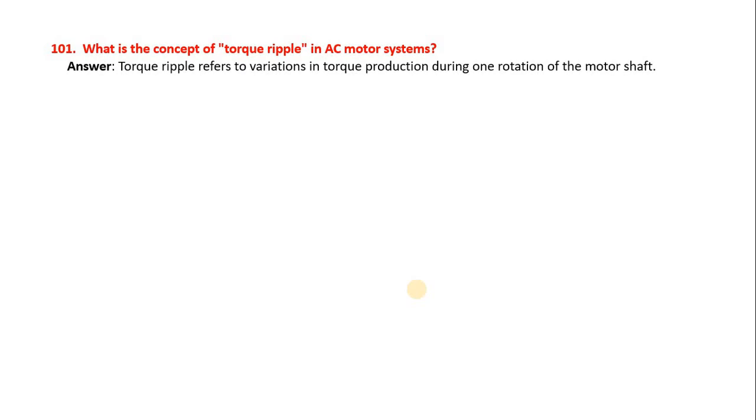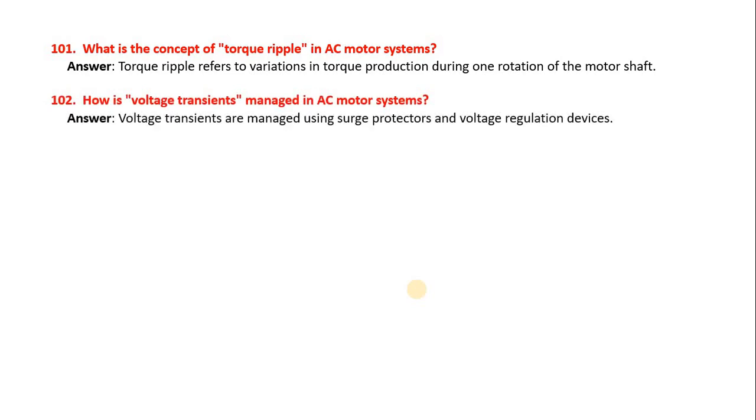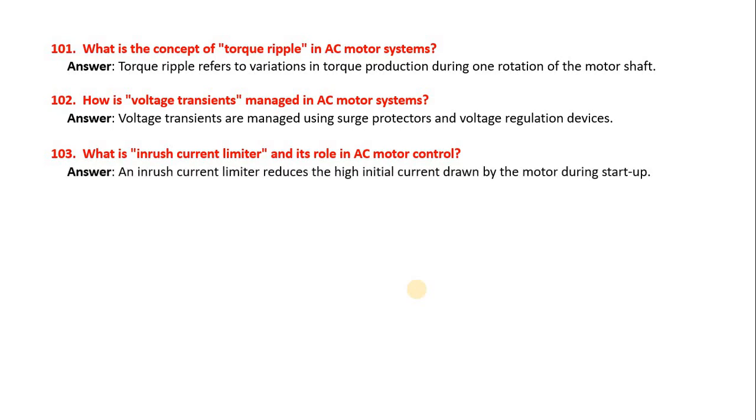What is the concept of torque ripple in AC motor system? Torque ripple refers to the variation in torque production during one rotation of the motor shaft. How is voltage transient managed in AC motor system? Voltage transients are managed using surge protectors and voltage regulation devices. What is inrush current limitation and its role in the AC motor load? Inrush current limiters reduce the high initial current drawn by the motor during startup.